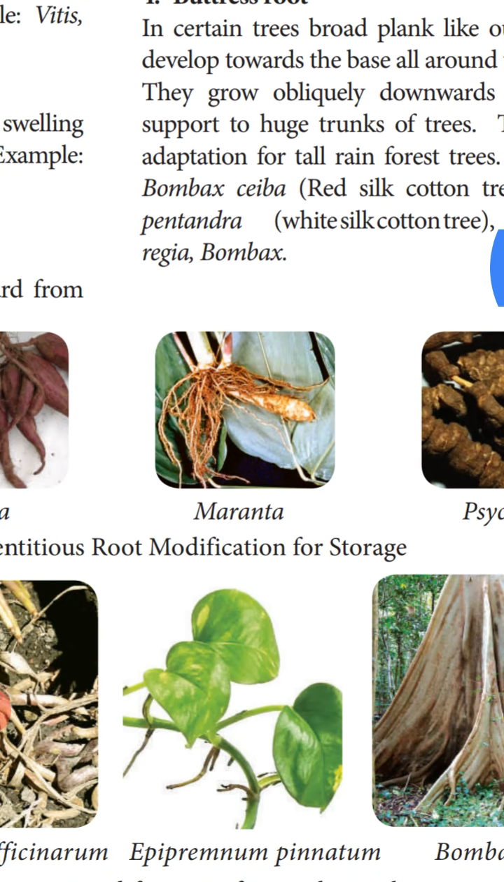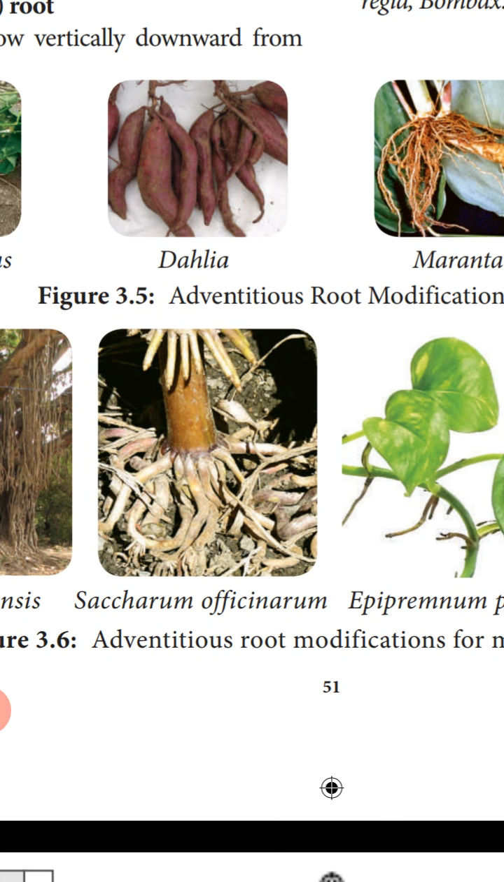So here you can see Saccharum, sugarcane. In the sugarcane, from the lowest node you can see the roots coming down. They grow obliquely downwards, and they give support to the sugarcane. Then it is called the stilt root, or they are also called the brace root.